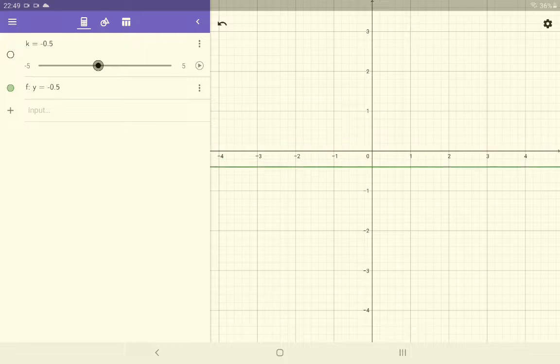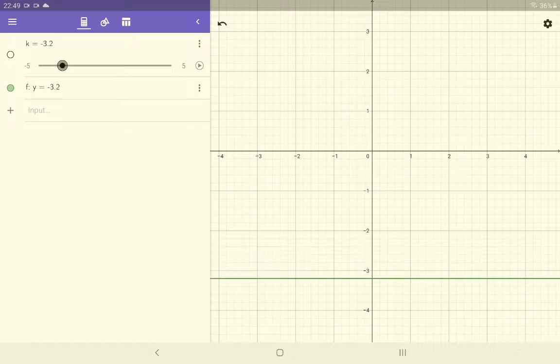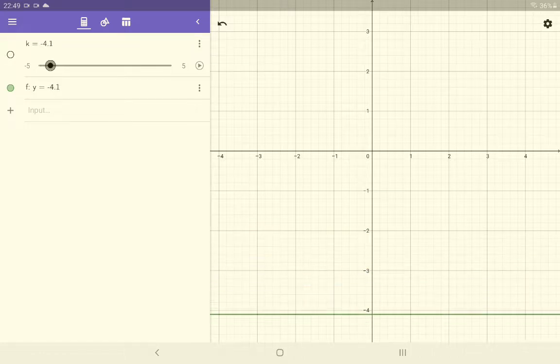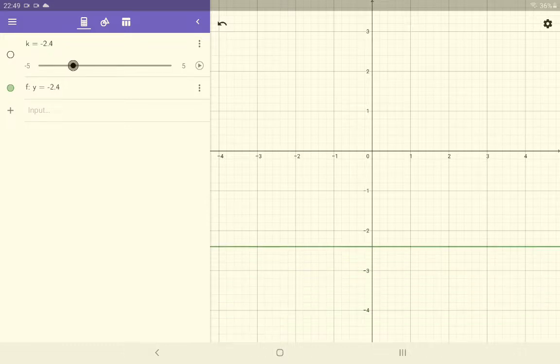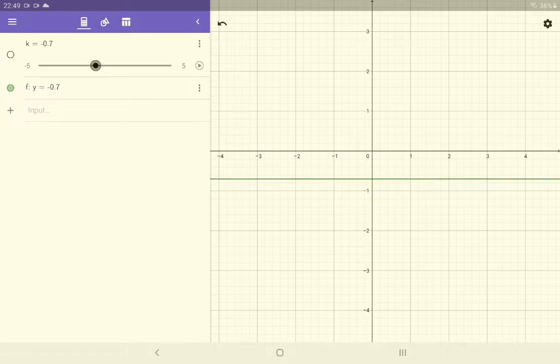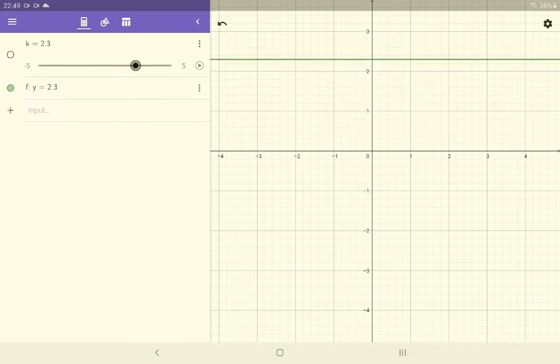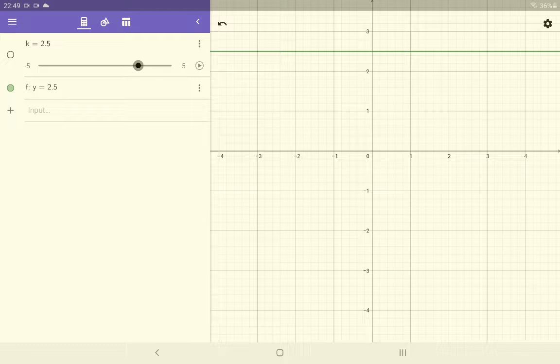If I change k, then it will become like this. You can see the difference between the values of k, where k is constant. Now at that time my domain is the set of real numbers, which is minus infinity to plus infinity, and the range depends on that particular k.